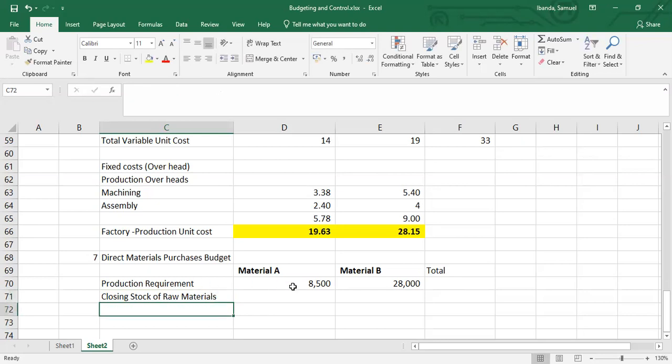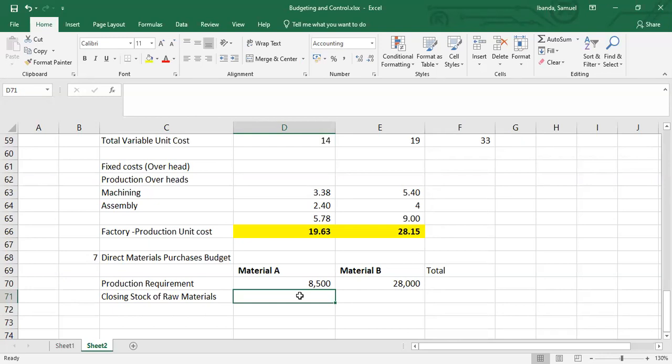My closing stock of raw materials. Now, the closing stock of raw materials, we should be able to get from the question. If you look, there is a part of the question, Roman numeral 3, that goes ahead to say raw materials, and gives us the closing stock requirements in kilos at 31st March 2016.